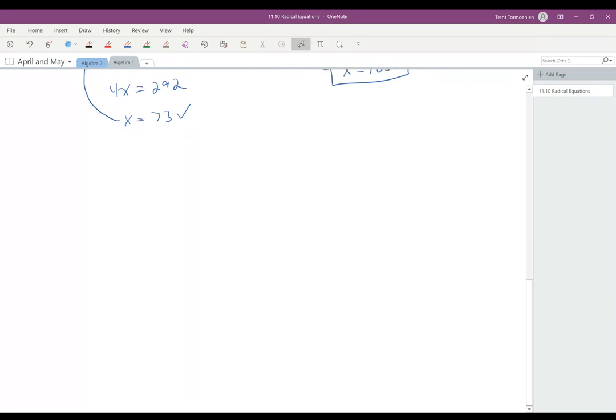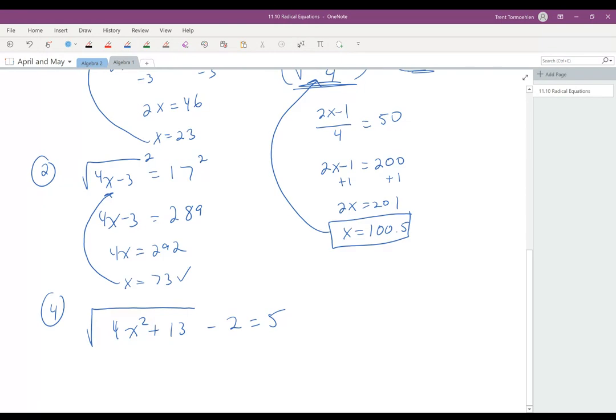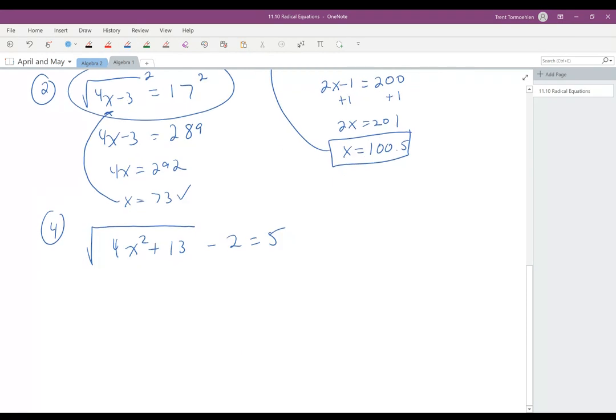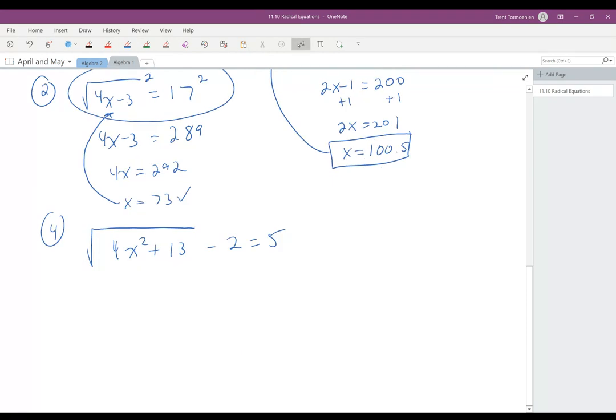You can have them like this, where you have an x squared underneath your square root. Notice this one's a little bit different. The reason why squaring both sides works nicely on a problem is because the square root is isolated. So for this problem, you don't want to square both sides until you can isolate your square root.